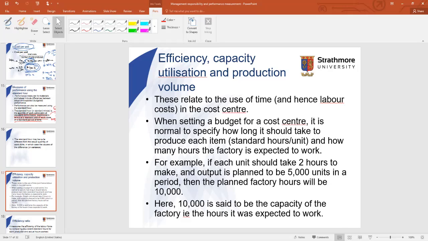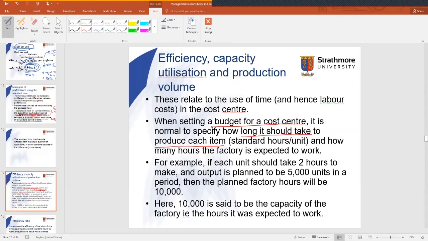For instance, let me take you through these notes. When setting the budget for a cost center, it is normal to specify how long it should take to produce each item, which is called the standard. For example, Toyota Kenya to make one motor vehicle, how many hours in optimal condition does it take? Therefore you set the standard hour that is meant to be taken to produce that one unit.